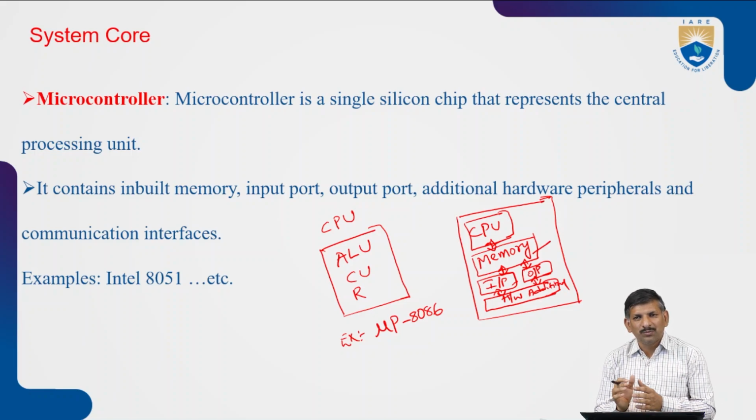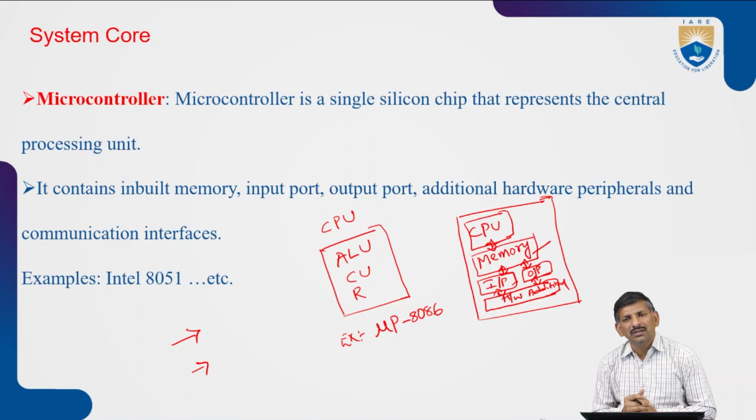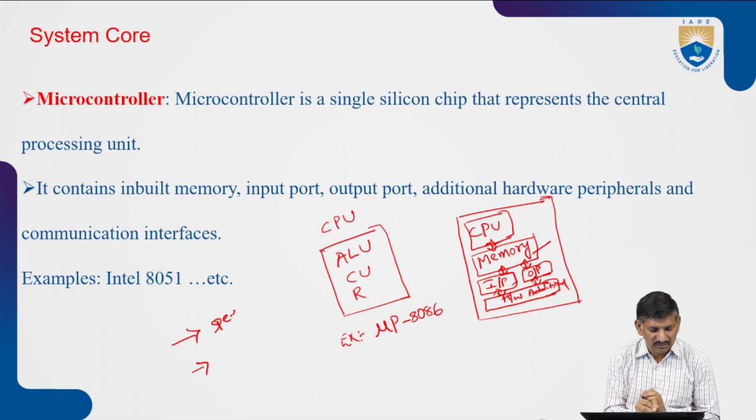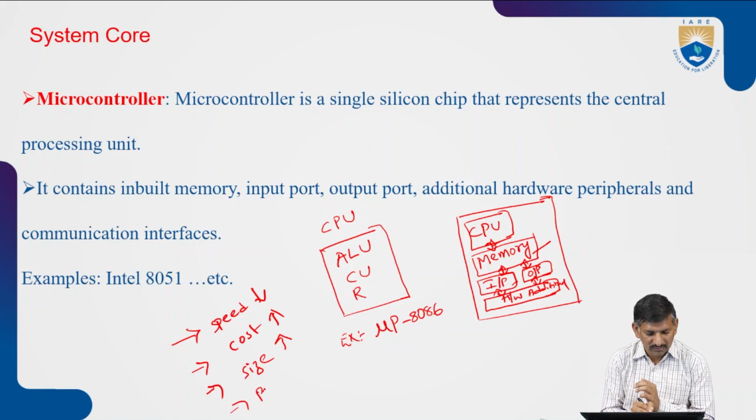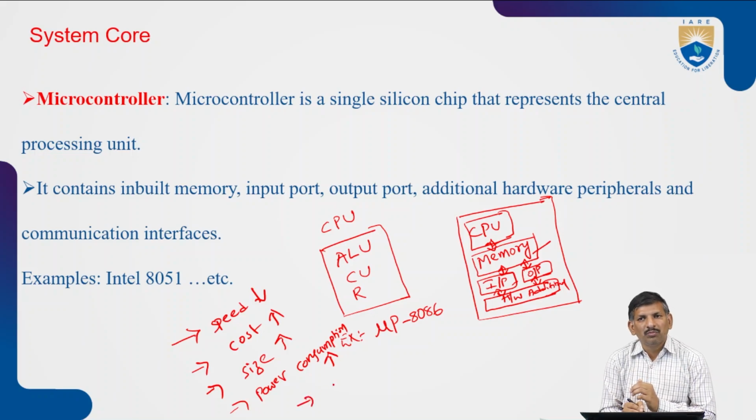From this point of view, microcontrollers have somewhat more speed than microprocessors. That is one parameter. Second, since we need to purchase external peripherals for a particular system, the cost of the embedded system increases. So speed reduces, cost increases. Next, because of the space occupied by these external peripherals, the overall system size increases. Since we are using external peripherals, the power consumption increases, and power dissipation also increases.